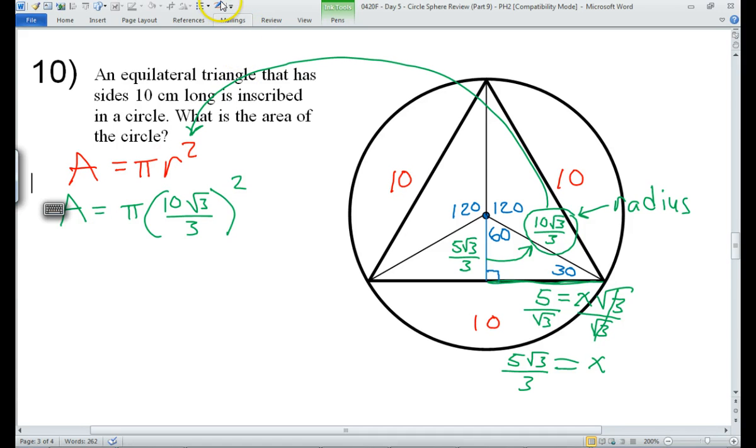So that makes this the area of my circle. I had 100 over 3 was just this part of it, but then I've still got the pi. So that's going to make this 100 pi over 3. And that is the area of the circle. The end.